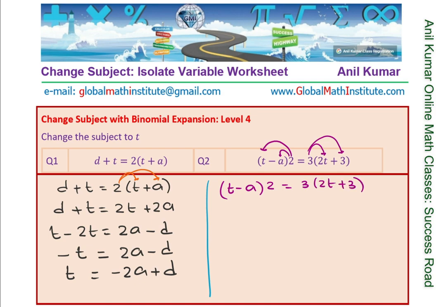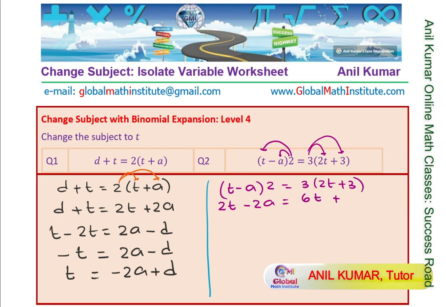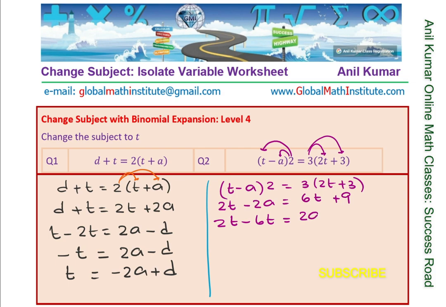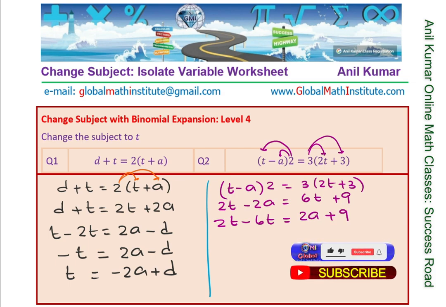So when I expand, multiplying 2 with t, I get 2t and then minus 2a. And on the right-hand side, 3 times 2 is 6, we get 6t, plus 3 times 3 as 9. Bringing the terms to the left-hand side, we have 2t minus 6t. Since I want to change the subject to t, I prefer to keep t on the left side. And taking 2a to the right-hand side, I get 2a plus 9. Now 2t minus 6t is minus 4t, which will be equal to 2a plus 9.